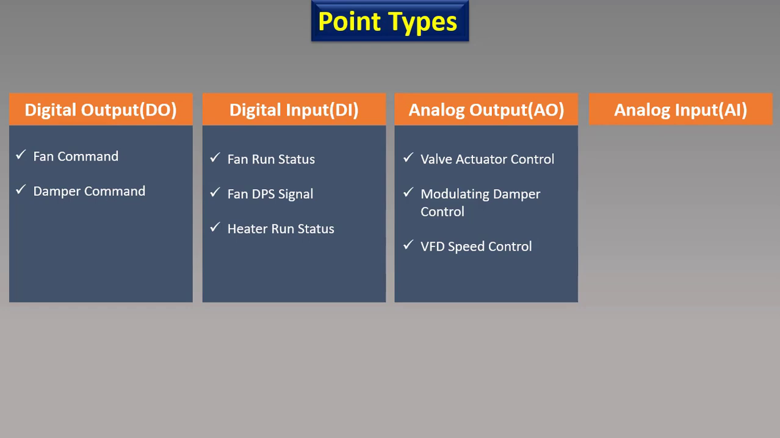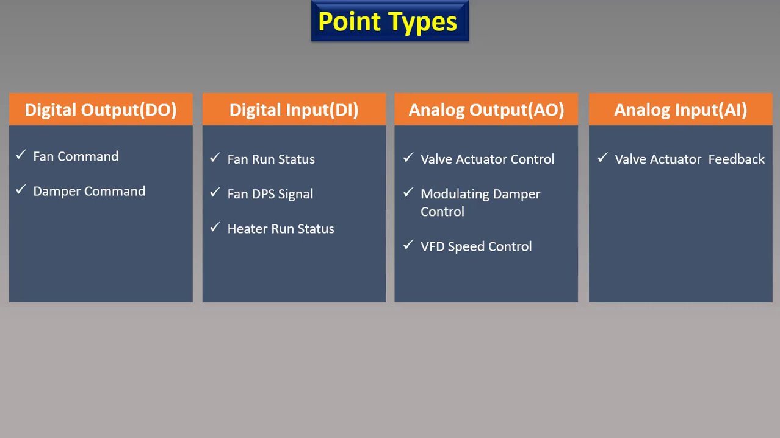Similarly, analog inputs are also 0 to 10 volt or 4 to 20 milliampere signals. These can be valve actuator feedback, or a value from the temperature sensor. It can be a 0 to 10 volt signal or NTC 20K, 10K or others like PT1000 depending on the temperature sensor type. So these are also types of analog inputs. Then feedback from the VFD is also an analog input signal. So hopefully now you have an understanding of the different types of points.